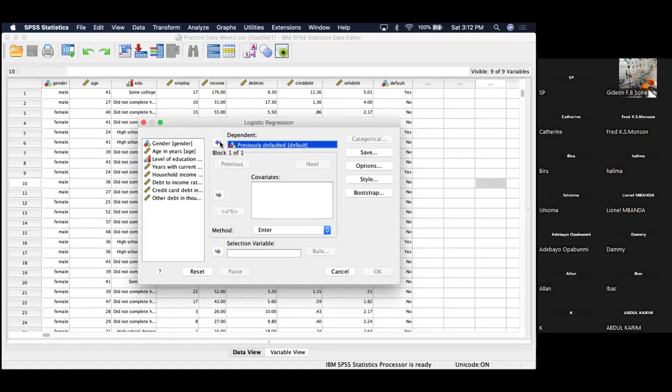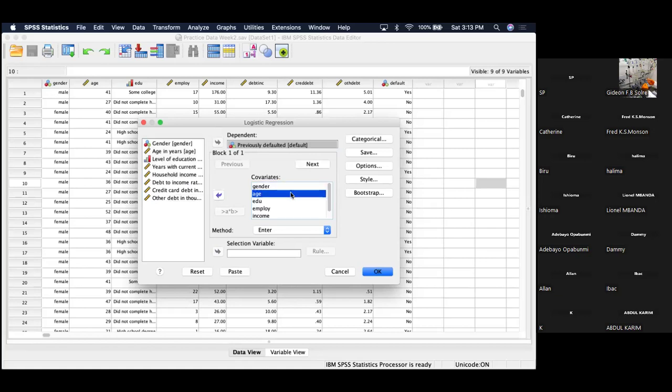Then the next thing we have to do is to move our covariates. The covariates here refer to our IVs. So we have gender, age, level of education, years with current employer, household income, and other debt. That was our model last week, so we are going to stick with it. So these two variables are not included. So you move it in here.